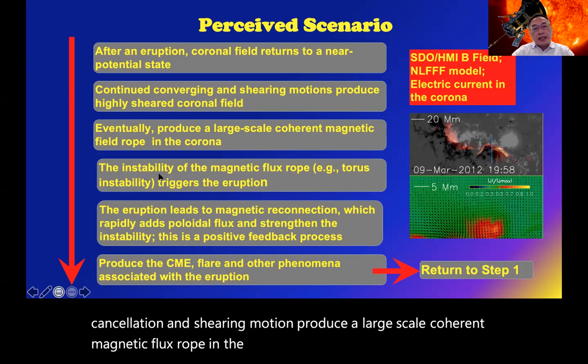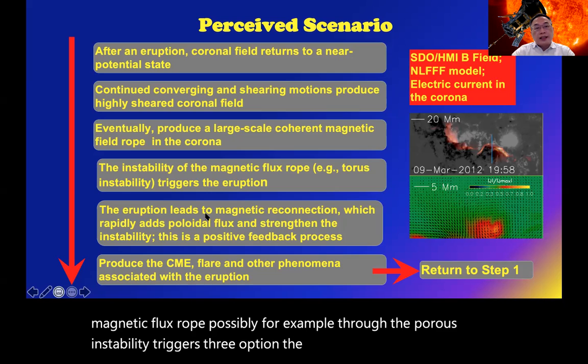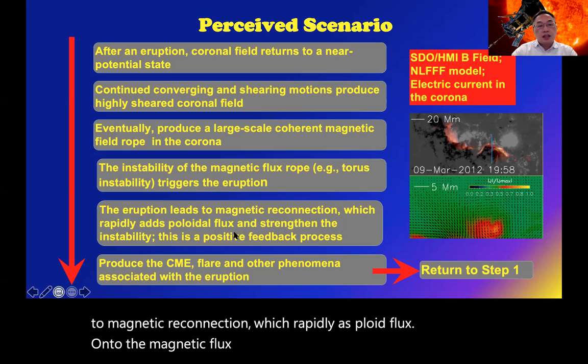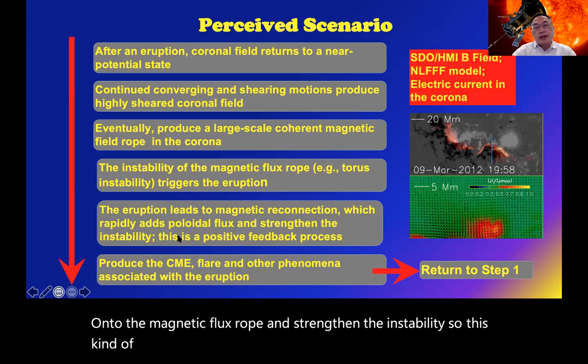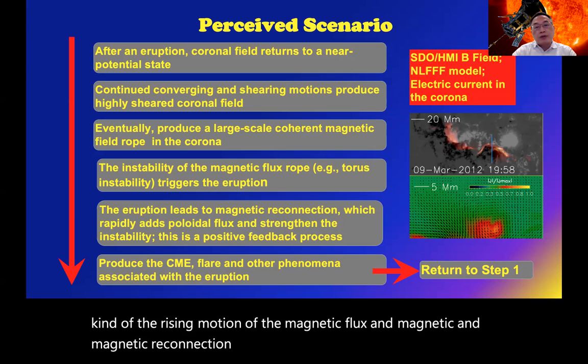Then the instability of the magnetic flux rope, possibly, for example, through the torus instability, triggers the eruption. The eruption of the flux rope leads to magnetic reconnection, which rapidly adds poloidal flux onto the magnetic flux rope and strengthens the instability. So this rising motion of the magnetic flux rope and the magnetic reconnection is a positive feedback process.